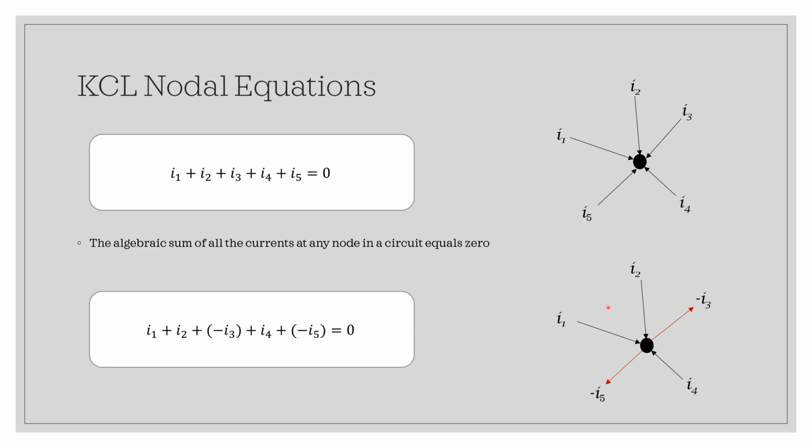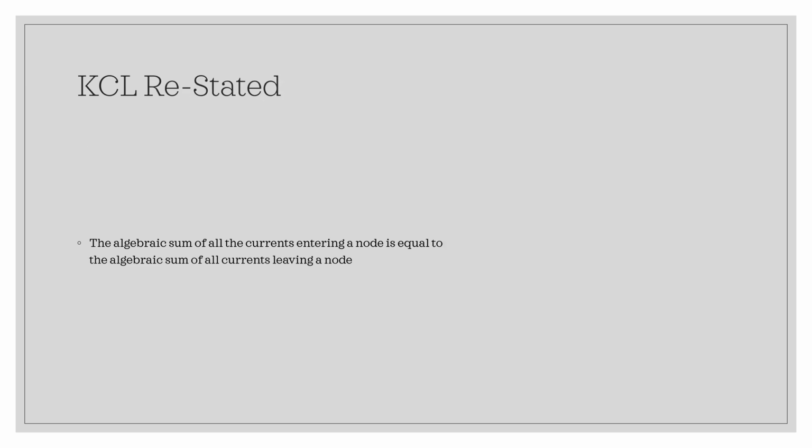For our second node, it would be I sub 1 plus I sub 2 plus minus I sub 3 plus I sub 4 plus minus I sub 5 is equal to 0. Now we can restate Kirchhoff's current law, and instead of saying the sum of the currents entering a node is 0, we could say the algebraic sum of the currents entering a node is equal to the algebraic sum of all currents leaving a node.